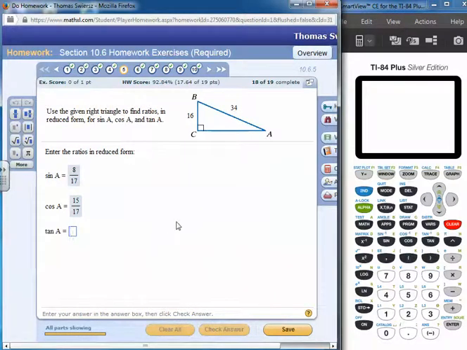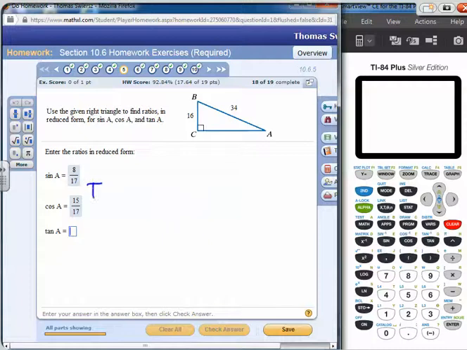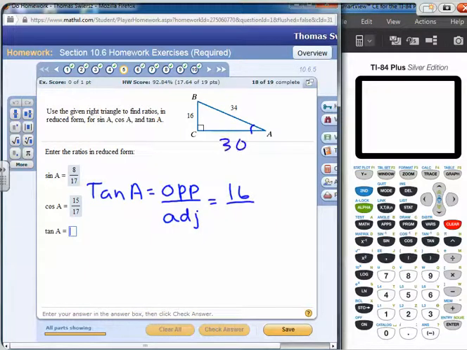And finally, the tangent of angle A is the side opposite over adjacent. Angle A, opposite is 16. The adjacent, remember, we just found by the Pythagorean theorem, is 30. 2 goes into both of these, 8. And 2 goes into 30 15 times. So it's going to be 8 over 15 will be the tangent of angle A.